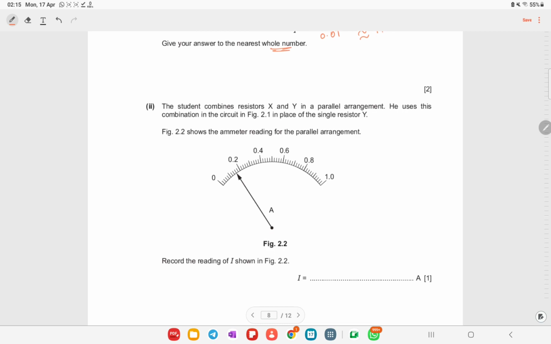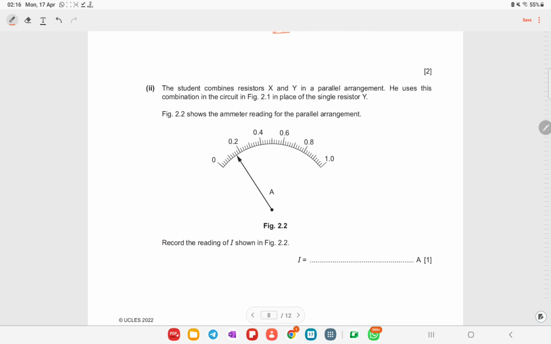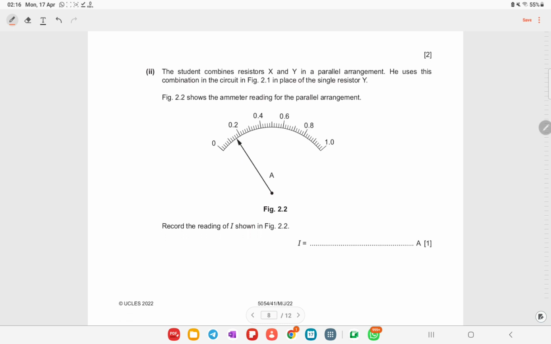The student combines the resistors X and Y in a parallel arrangement. He uses this combination in the circuit in figure 2.1 and places the reading. Basically what you have to do is find the reading on this scale. Now you see this scale says 1, 2, 3, 4, 5, so it's 10. How would you do this? 0.2 amps is on 10 divisions. Now how many divisions are there? There are 8. So 8 divisions equals x. You cross multiply, 0.2 divided by 10, and if you do the calculation, it's going to be 0.16. So this is your final answer.